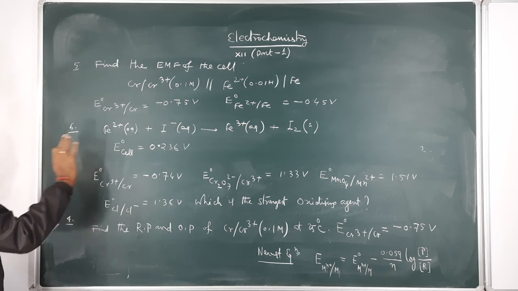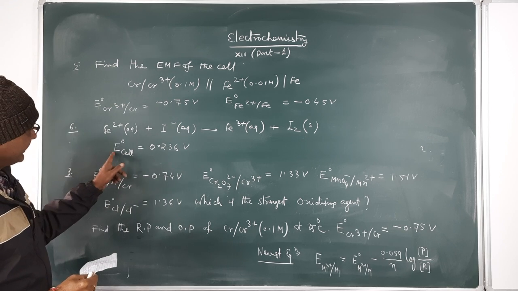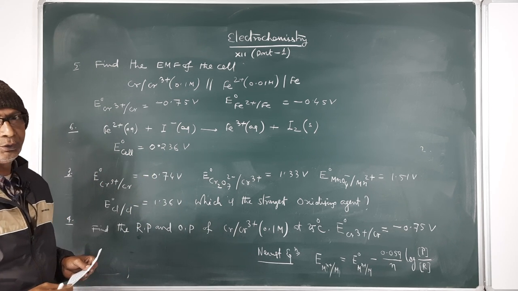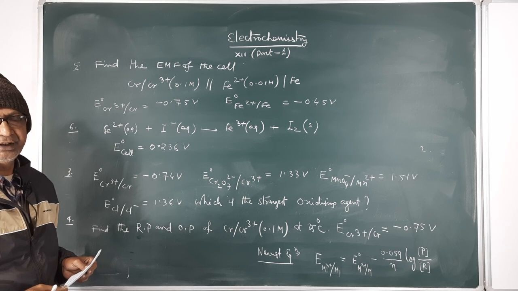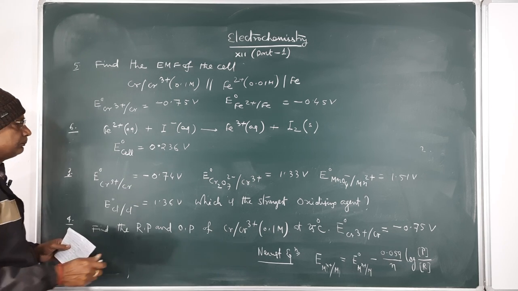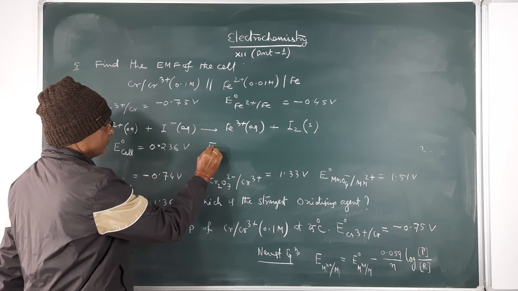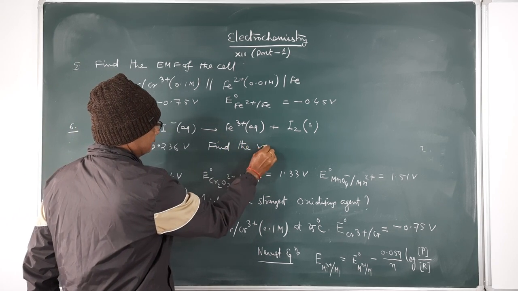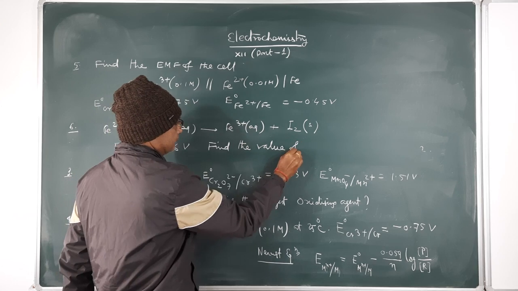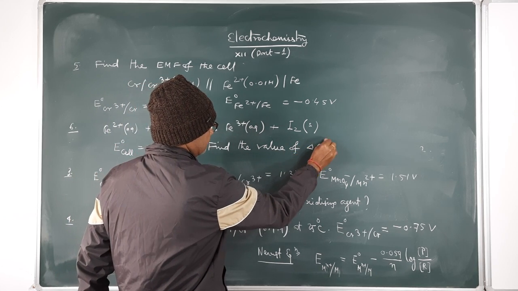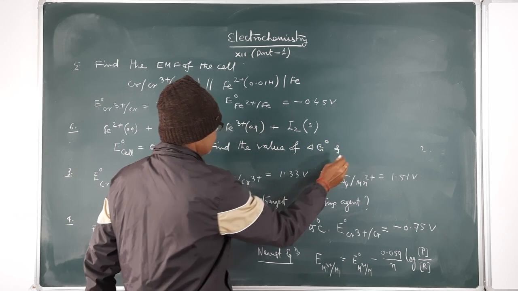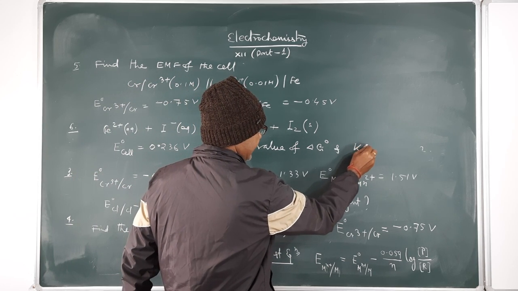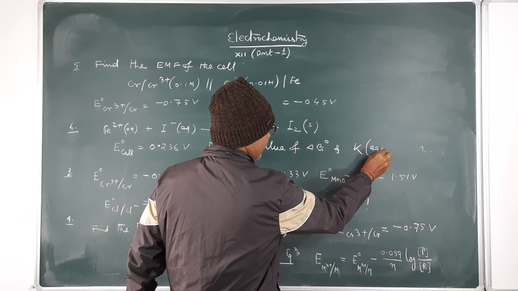Here the E naught of the cell is given directly, 0.236 volt. Find the value of delta G naught and K, where K means the equilibrium constant.